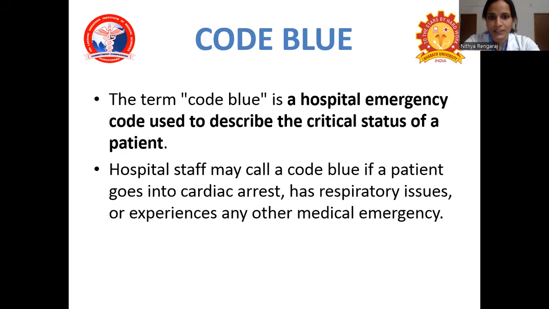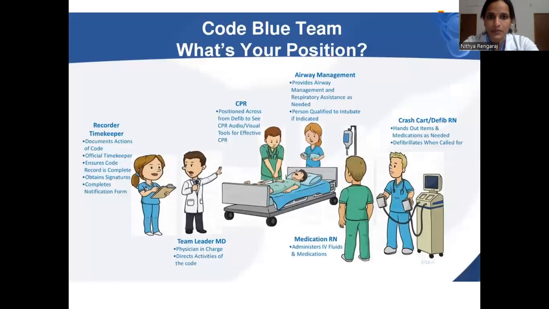So suddenly in an ICU or somewhere, if a patient collapses or goes in for a cardiac arrest, the hospital staff may call a particular number that is assigned by the hospital and activate this code blue. For example, if a patient has respiratory issues or is going in for a cardiac arrest, or when there is a medical emergency, you can activate the code blue. So in such cases, what happens?